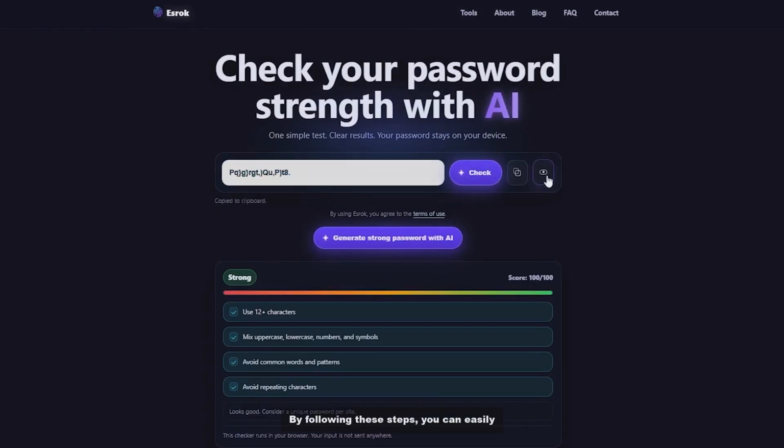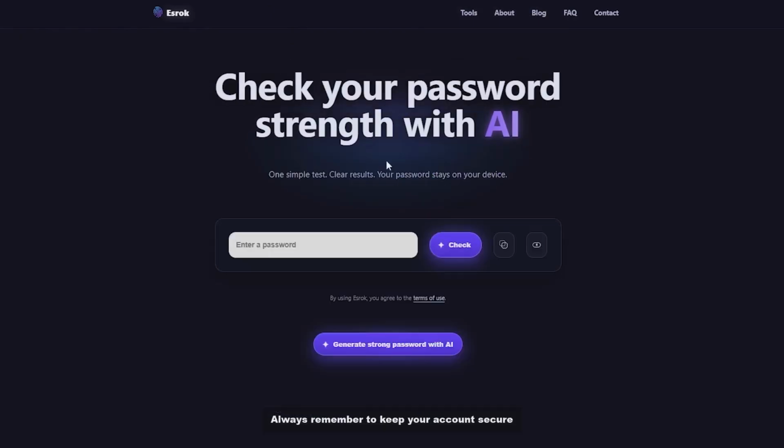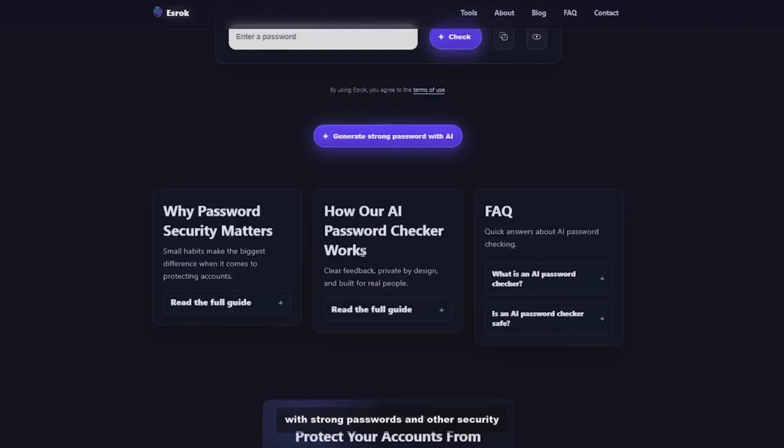By following these steps, you can easily disable two-factor authentication on Stash. Always remember to keep your account secure with strong passwords and other security measures.